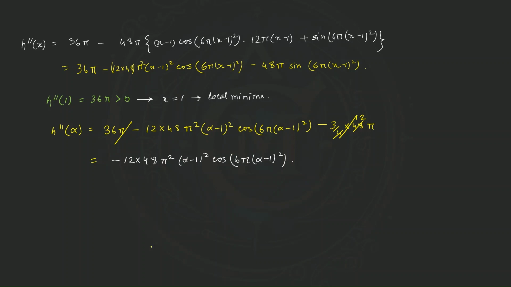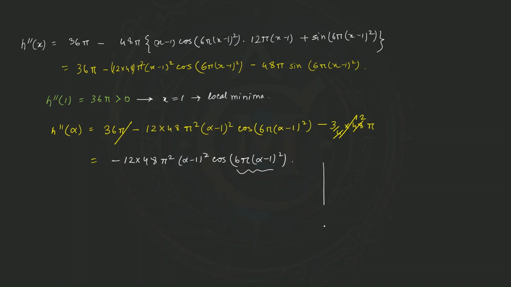So we can see a very interesting thing here, that the sign of our double derivative depends on this cosine function. This factor is always positive, and here it is negative sign. That means if our cosine value is positive, our h double dash alpha will be negative. And if cosine value is negative, h double dash alpha will be positive. So it all depends on this cosine factor. So let us plot these solutions first.